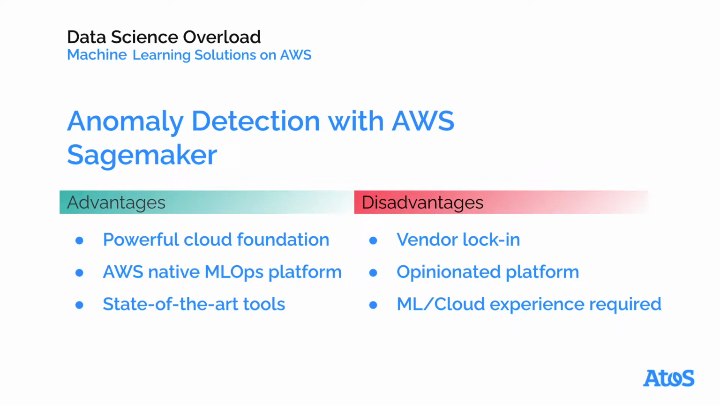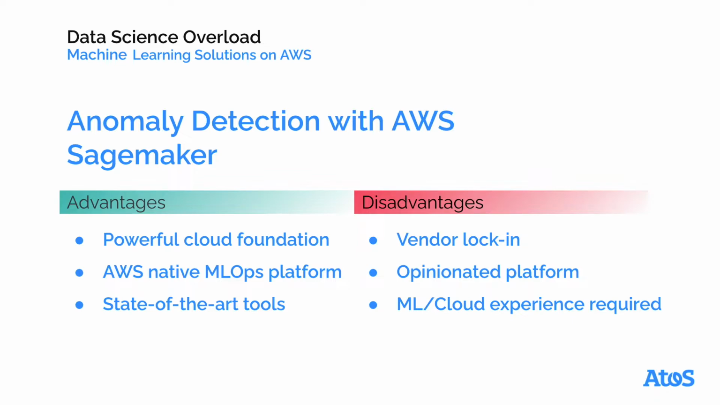Next, let's talk about anomaly detection with AWS SageMaker, AWS's native machine learning operations platform. This is a powerful cloud foundation with state-of-the-art tools. Some disadvantages: vendor lock-in. It is an opinionated platform. In our experience, it's a fairly good opinion, but your business may have different requirements.